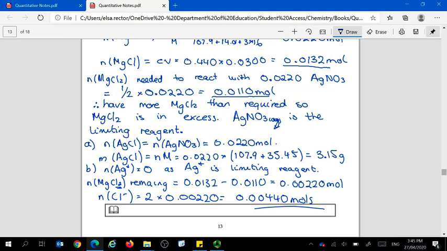And that's the limiting reagent question. For examples to try, I will upload some examples as a PDF.